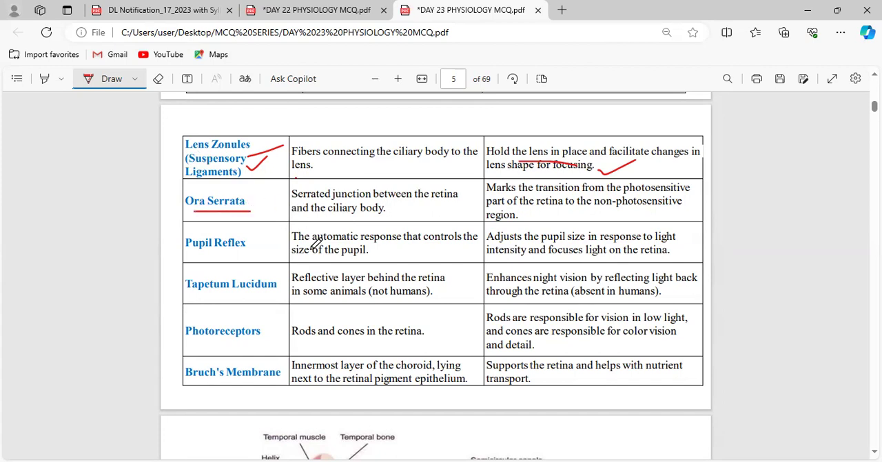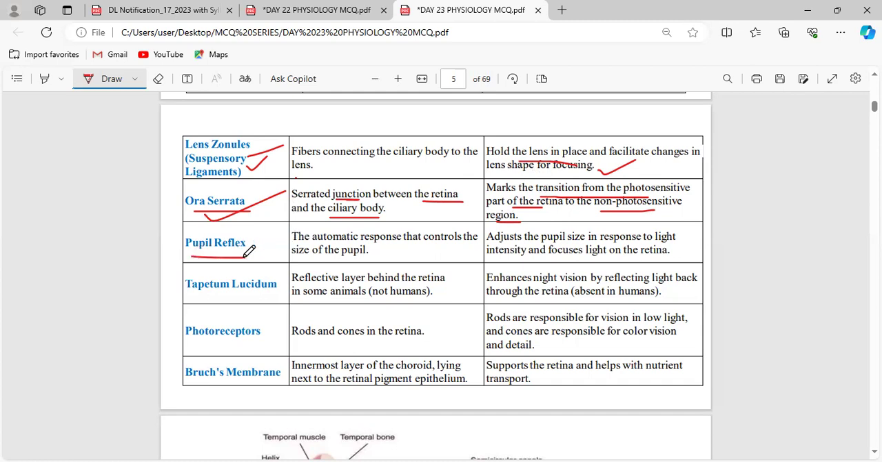And what is the ora serrata? It is the junction between the retina and the ciliary body. Now, what is its purpose? It marks the transition from the photosensitive part of the retina to the non-photosensitive part of the retina. So we have two different regions in the retina, photosensitive and non-photosensitive, and this transition is marked by a structure called the ora serrata.